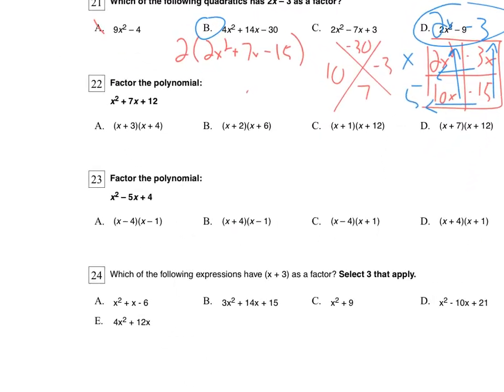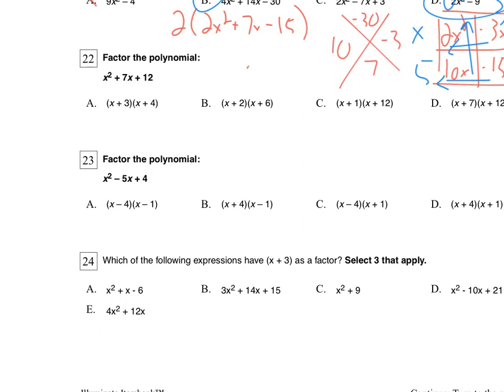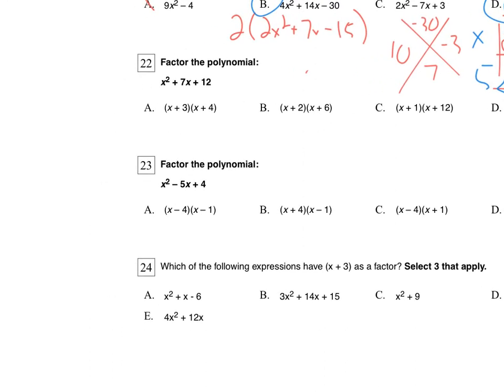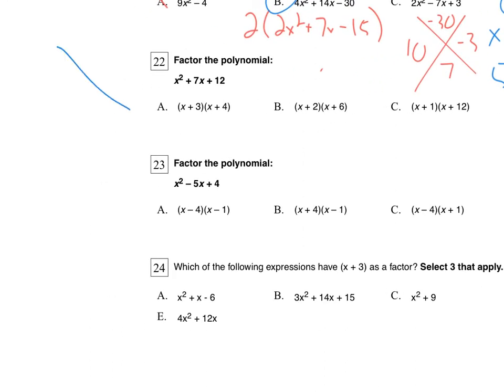Hey, 22 is just a straightforward factor of the polynomial. So as you look at that, my x, I get 12 and 7. What multiplies to 12 adds to 7 is 4 and 3. When you do the box with that, you end up with A, x plus 3, x plus 4.